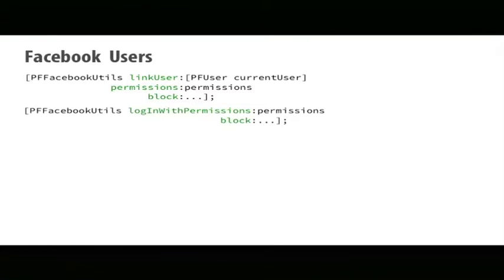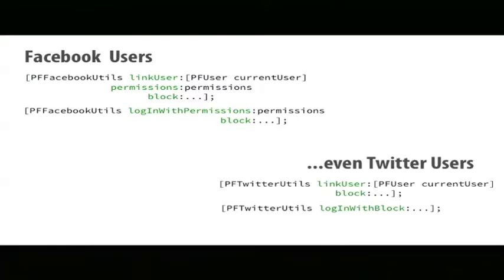So the first one is linking. If the user's already logged in, you'll just call this function, specify the user, and that will kick off the entire permissions flow where you'll see that dialog, you'll switch to the Facebook app, and handle all of that. If you want to log in a new user, that will basically sign them up or log them in using Facebook, and we'll create the user if necessary. And you basically have the exact same methods in Twitter. So that's simple.